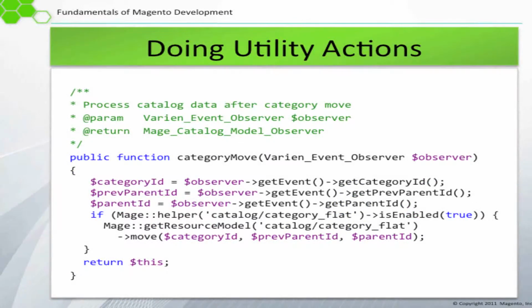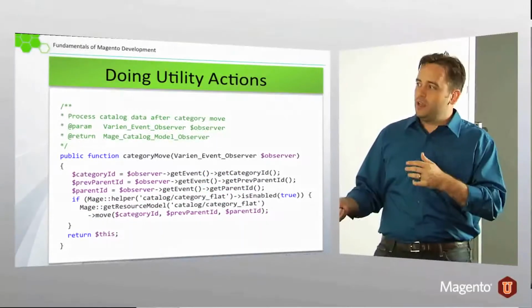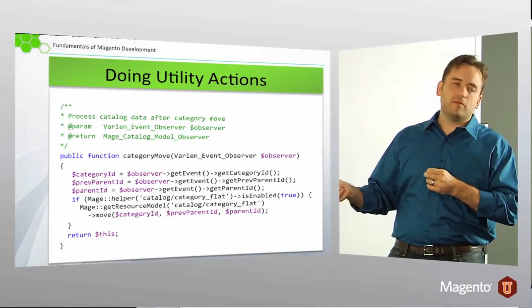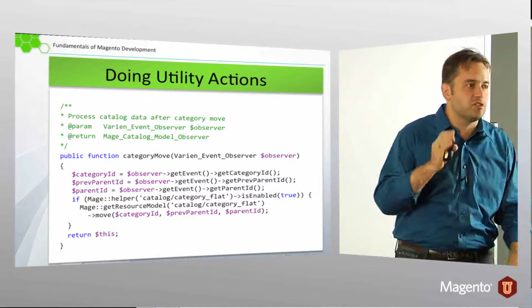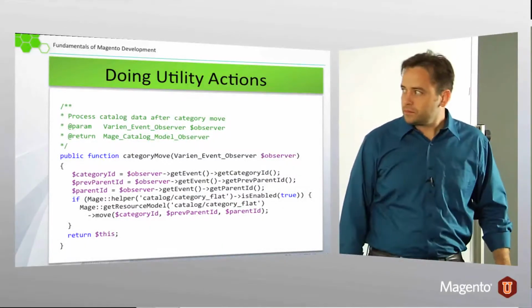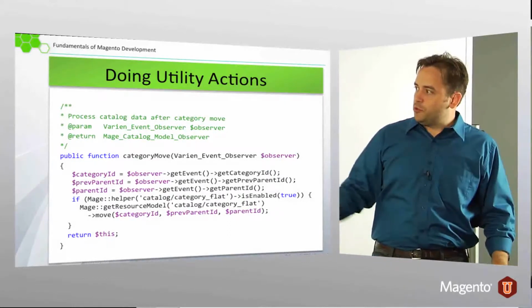And here's the category move action. So there are lots of things to check on. Do we have the flat catalog enabled? Okay, we probably need to perform this utility function. Well, all we're going to do is observe the category move event, which was just specified in the code by a programmer at some point, and perform some utility actions.